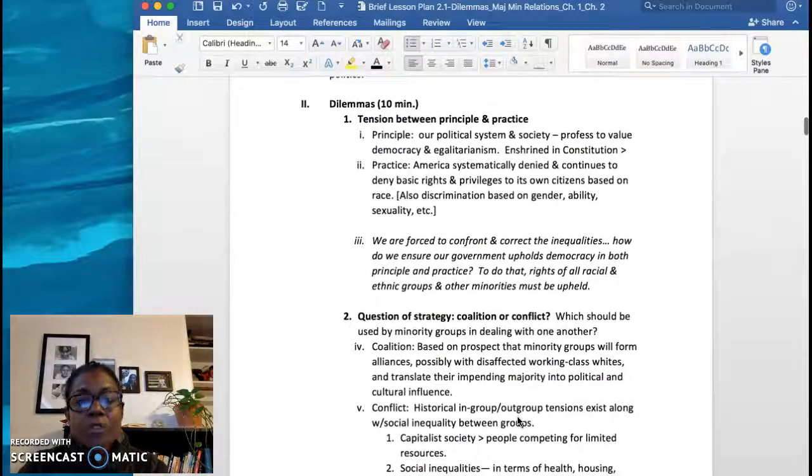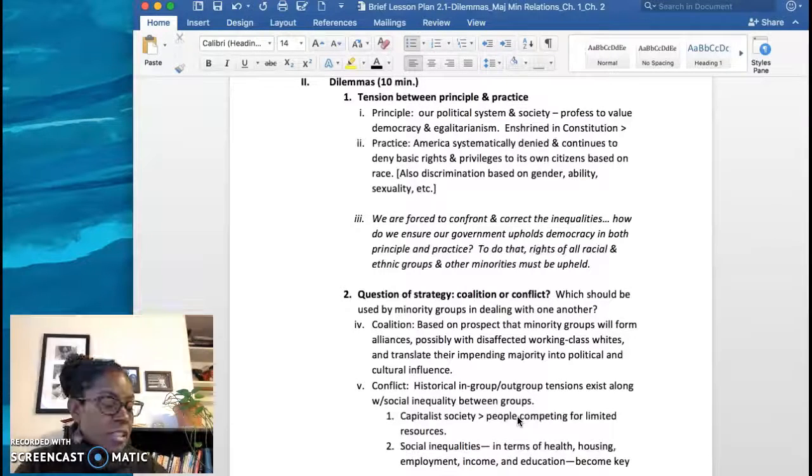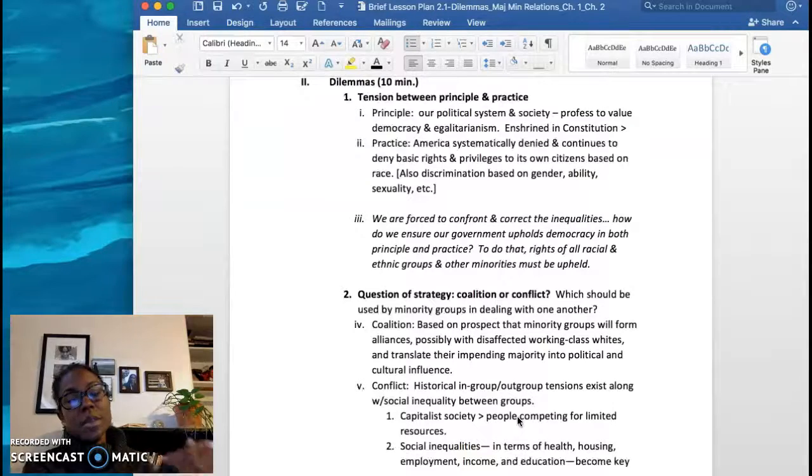McLean and Stewart identified 2 dilemmas, and they outlined them in the reading that you had for this week. The first dilemma is the tension between principle and practice. Basically, in principle, our political system talks about equality, democracy, egalitarianism, and these values are also enshrined in our Constitution. But in practice, America has systematically denied rights and privileges to its own citizens based on race, and it continues to do so. This is the first tension, and it'll carry through the class, so it's important for you to understand.